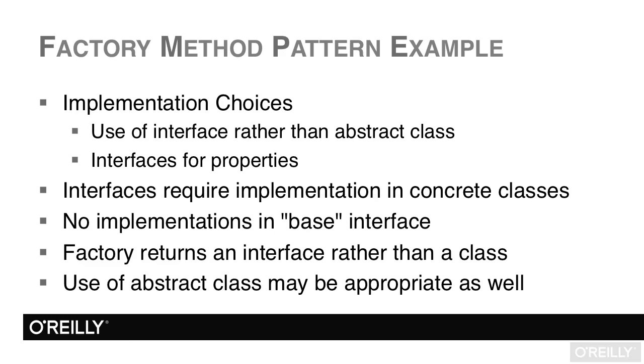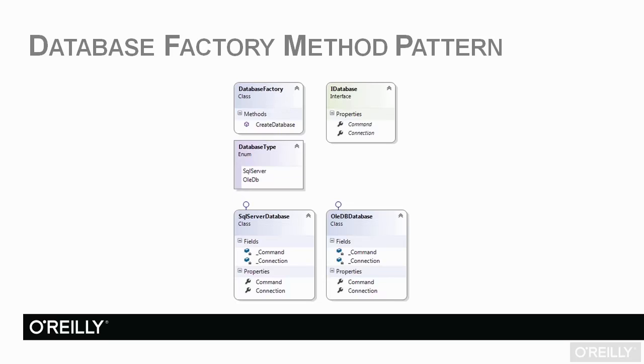So a factory can return an interface rather than a class. And the use of abstract class might be appropriate as well. So again, this is one of those choices that you can make. In our class diagram, we have our database factory, and the database factory will be the factory method, and it will have a static method called createDatabase. And the parameter in createDatabase will be an enum, and that'll be that database type. And in this case, we just have SQL Server and OLEDB.